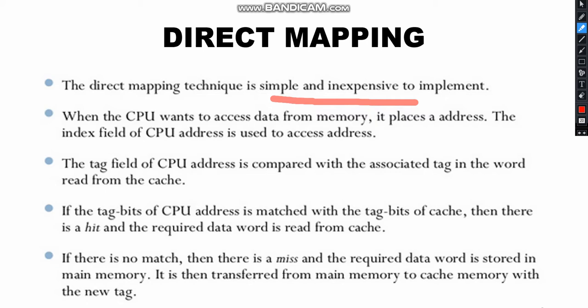Now what are the demerits of direct cache mapping? The hit ratio is not good. It needs frequent replacement of data tag value, because there is a fixed cache location for any given block.